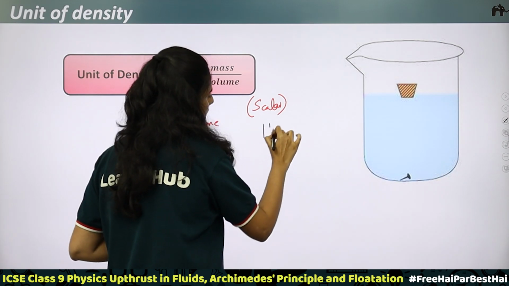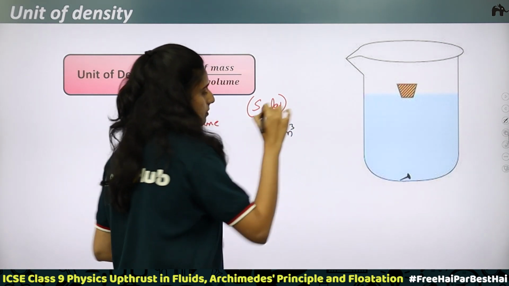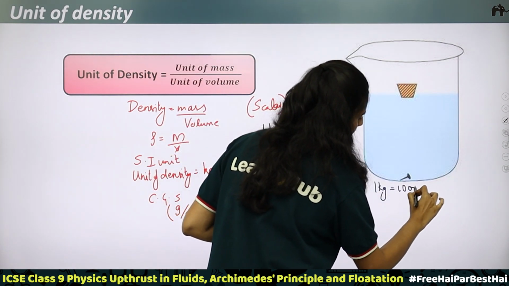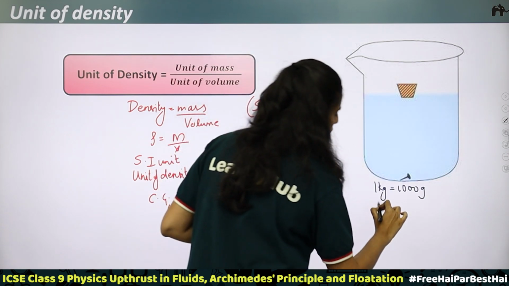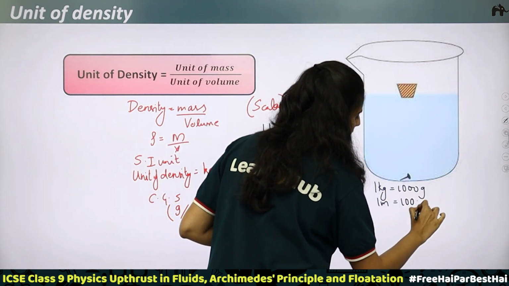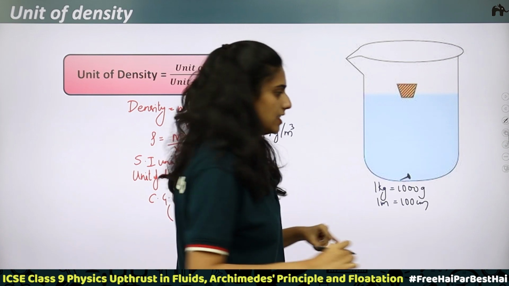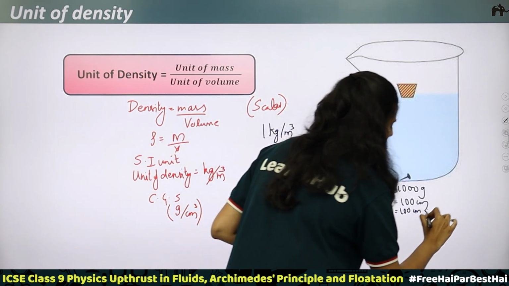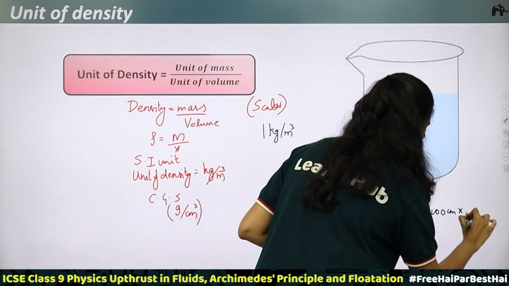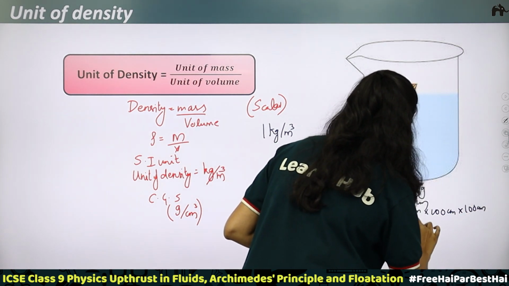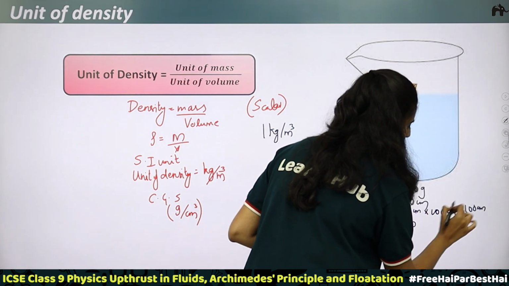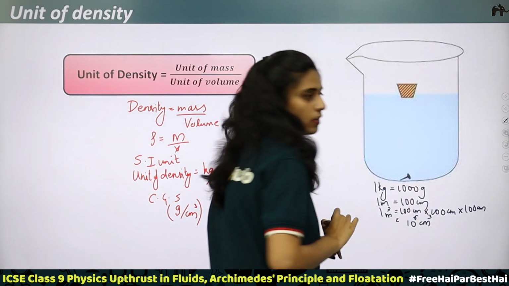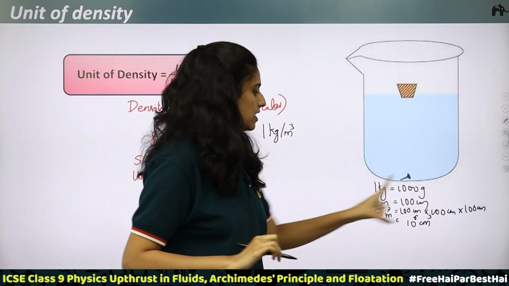So what is 1 kilogram per meter cube? Okay, we know that 1 kilogram is equal to 1000 grams. What about 1 meter? 1 meter is 100 centimeter. If 1 meter is 100 centimeter, then 1 meter cube will be equal to 100 centimeter into 100 centimeter into 100 centimeter, which is equal to 10 raised to 6 centimeter cube. So 1 meter cube is 10 raised to 6 centimeter cube.